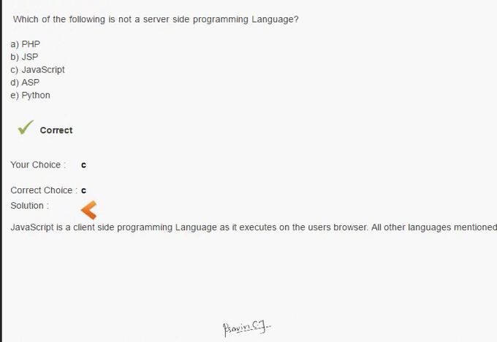Next question is regarding which of the following is not a server-side programming language. JavaScript is not a server-side programming language. JSP is there, PHP is there, ASP is there, Python is there. We have all the engines available. PHP engine is available. For JSP we use servers like Tomcat, which is one of the servers. For ASP we have Microsoft Visual Studio. We have worked on it. Python is the same, a server-side programming language, but JavaScript is not. It is a client-side programming language. It executes in the user's browser. All the other languages mentioned in the options are usually executed on the server side.